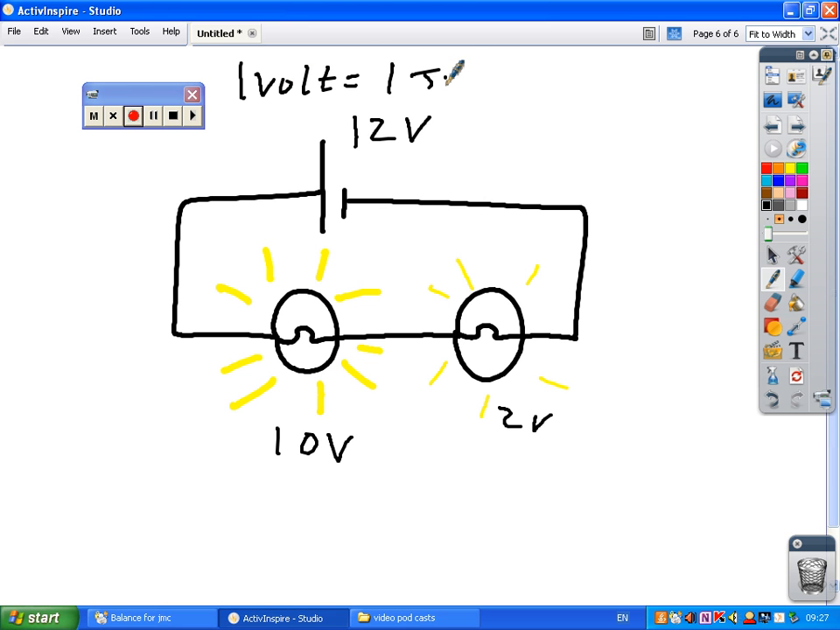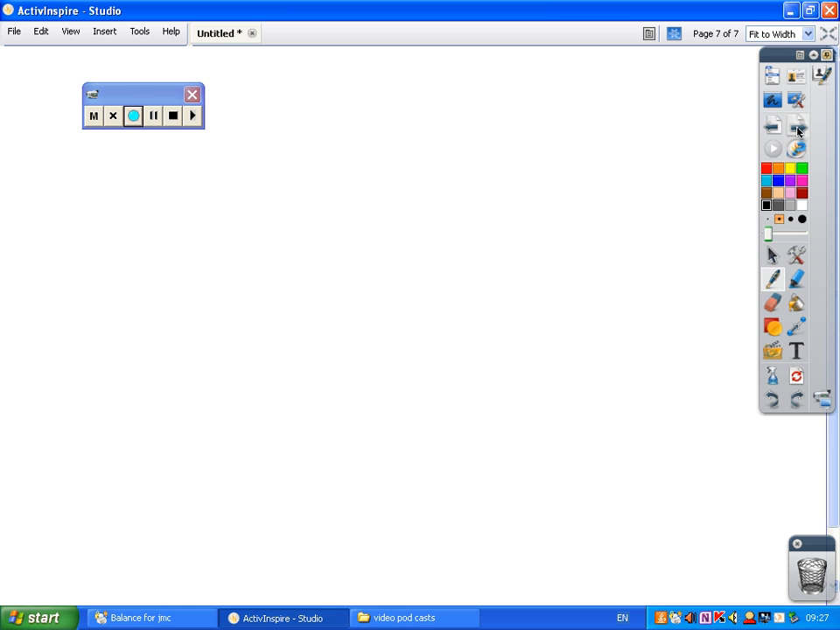So 1 volt means 1 joule per coulomb of charge. And the difference between these two bulbs would have to be that the left-hand bulb, the brighter bulb, was a higher resistance bulb.